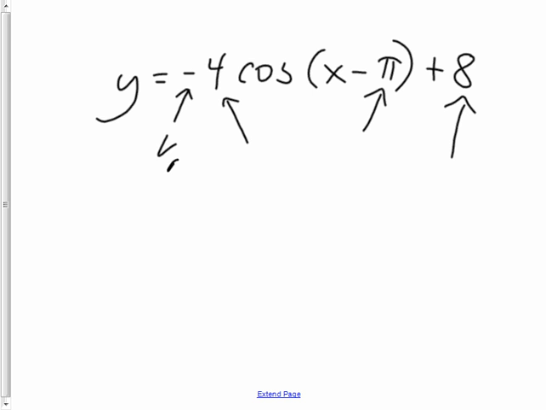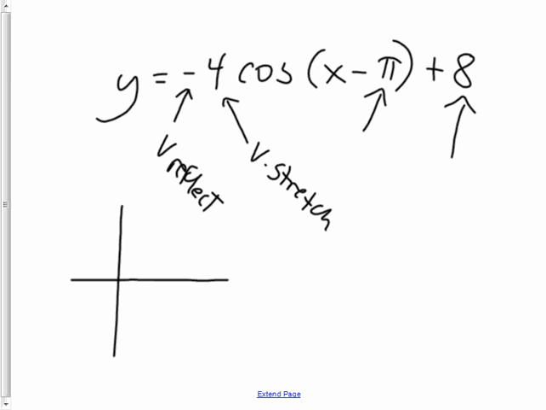Vertical reflect. If you said flip, I'll accept it, but raise your hand if you knew that one. Okay, good. Next one is the 4 is a vertical stretch. Just think for a second. If normal cosine looks like this, that's a terrible cosine. I'm going to try again. Still bad, but anyway, if I make it twice as tall, it goes twice as much in both directions. Get the idea?